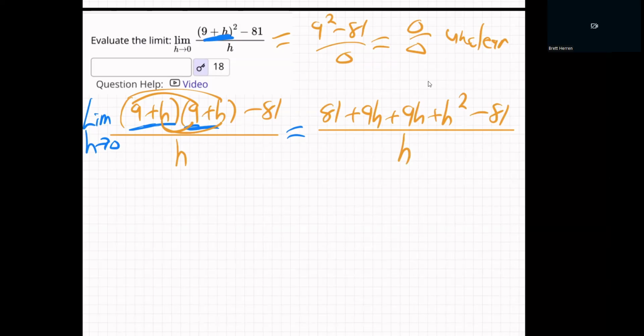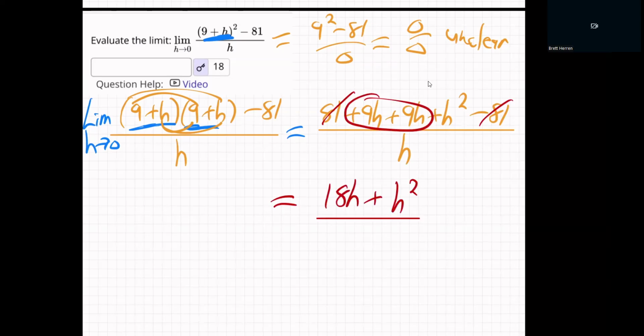Okay, so what does that do? Well, 81 minus 81 cancels. 9h and 9h is 18h plus h squared over h, like that. Oh, and I forgot the limit's still in the front, huh? You can't lose that limit. I tend to lose the limit. Limit's still in the front.